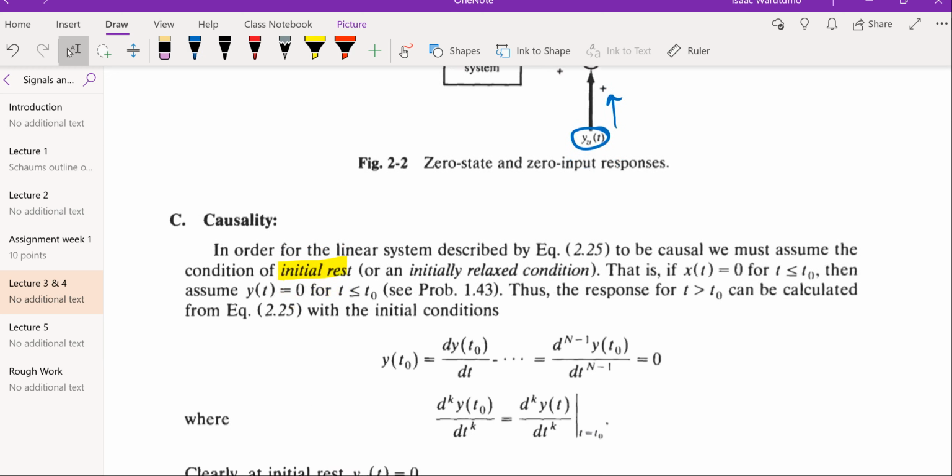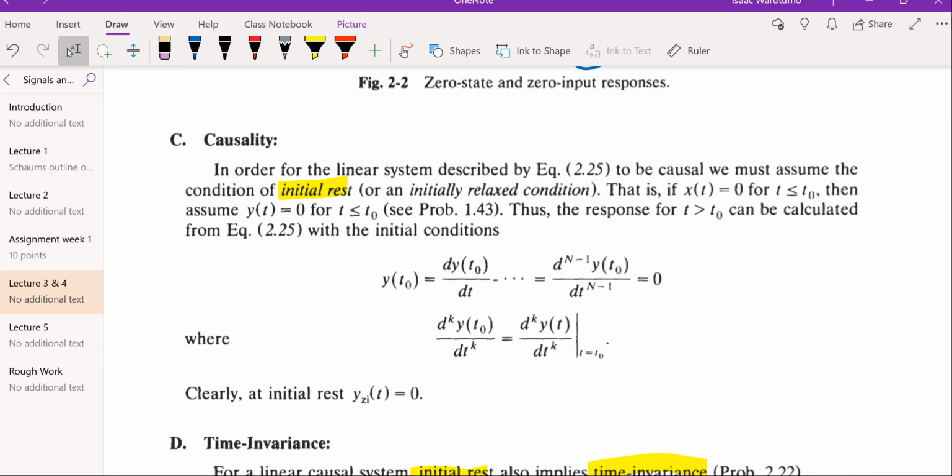So for now, we jump to another concept called causality, that we use to describe systems. They are saying that for a linear system described by equation 2.25, which is our nth order differential equation, to be causal, we must assume the condition of initial rest, which is also called the initially relaxed condition, that is x of t is equal to 0 for time t less than t naught. That is what we call the initial relaxed condition.